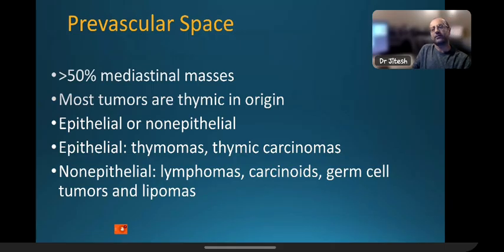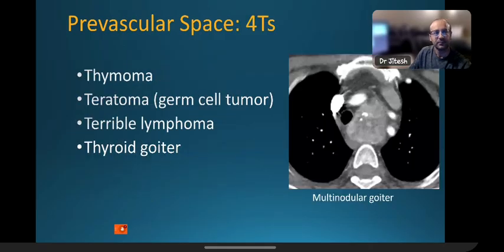As I mentioned, more than 50% of the masses occur in the prevascular space of the mediastinum, and most of these tumors are thymic in origin. These could be epithelial or non-epithelial. Epithelial tumors include thymoma and thymic carcinomas. And non-epithelial tumors could be lymphomas, carcinoid, germ cell tumors, lipomas, liposarcomas, and there could be some other rare tumors like sarcomas.